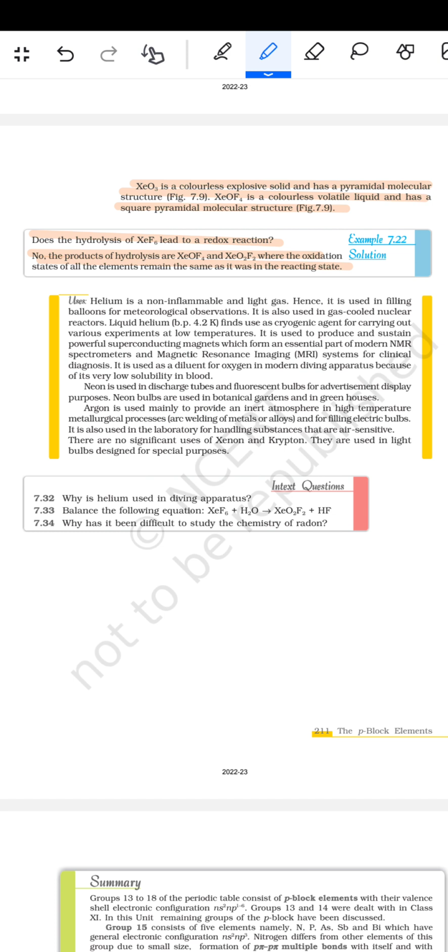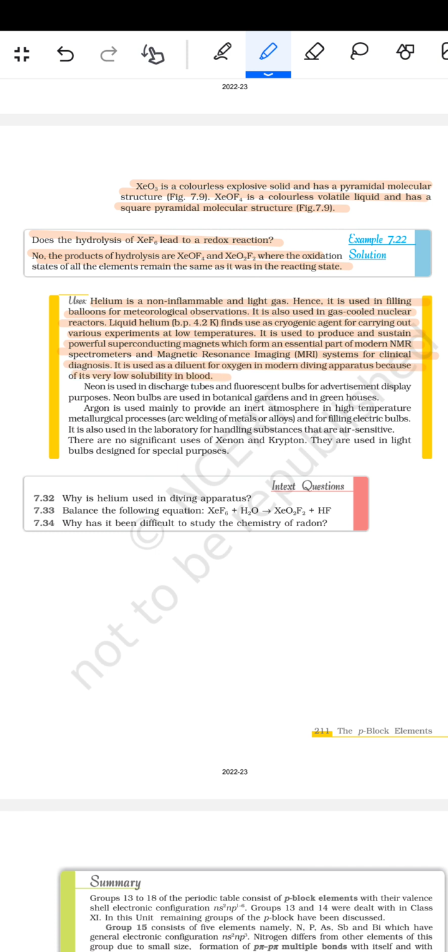Uses: helium is a non-inflammable and light gas and it is used in filling balloons for meteorological observation. It is also used in gas-cooled nuclear reactors. Liquid helium, boiling point 4.2 Kelvin, is used as a cryogenic agent for carrying out various experiments at low temperature. It is used to produce and sustain powerful superconducting magnets, which form an essential part of modern NMR spectrometers and magnetic resonance imaging systems for clinical diagnosis. It is used to dilute the oxygen in modern diving apparatus because of its low solubility in the blood.